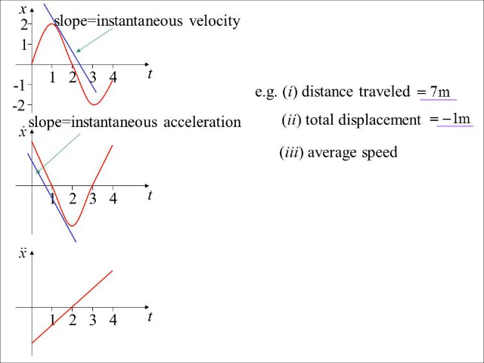Average speed would be 7/4, distance over time. Average velocity, displacement over time. Okay.